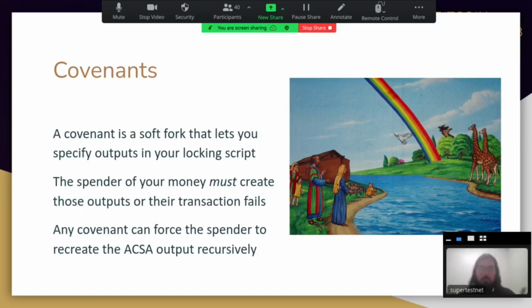And that helps. The reason why there's sometimes a gap with the non-soft fork model is because maybe somebody will spend a bunch of money to steal the output, and then you have to just wait a block for someone to put money back in. But if there's a covenant on it that says the only address you can spend to is the same address, then there can't be any theft, and so you don't have any missing blocks. Any covenant can force the spender to recreate the anyone-can-spend address output recursively, and so that prevents theft and it prevents any skipped blocks.